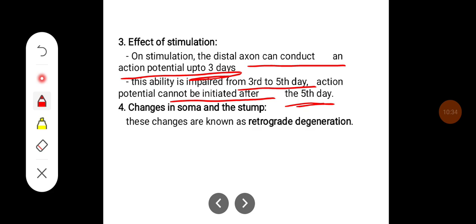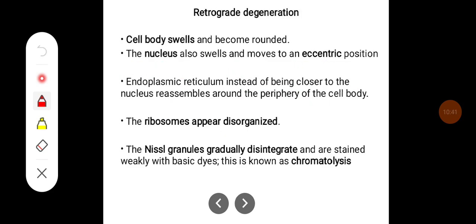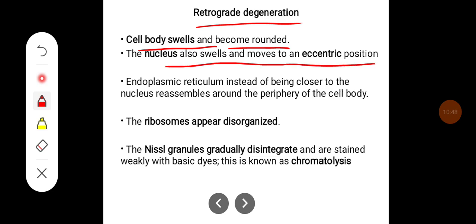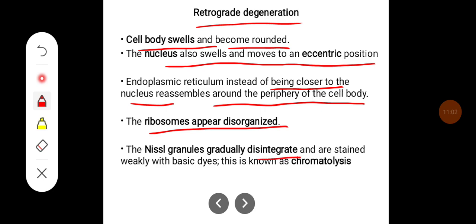Changes in the soma and stump are known as retrograde degeneration. In retrograde degeneration, the cell body swells and becomes rounded. The nucleus also swells and moves to an eccentric position. The endoplasmic reticulum, instead of being closer to the nucleus, reassembles around the periphery of the cell body. The ribosomes appear disorganized and Nissl's granules gradually disintegrate and stain weakly with basic dyes. This is known as chromatolysis.